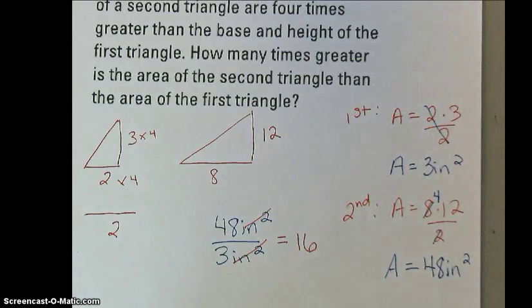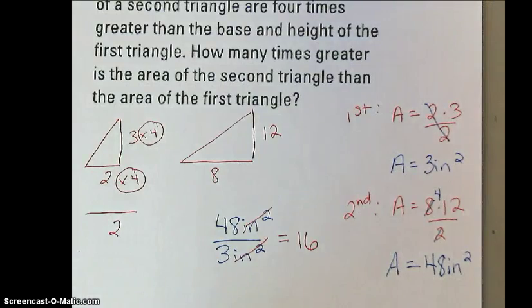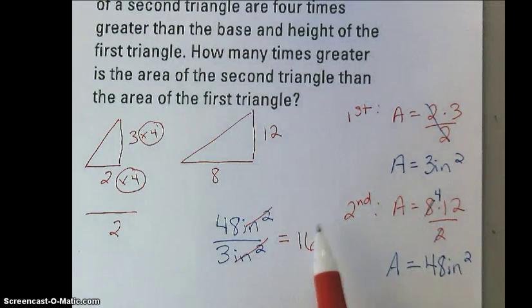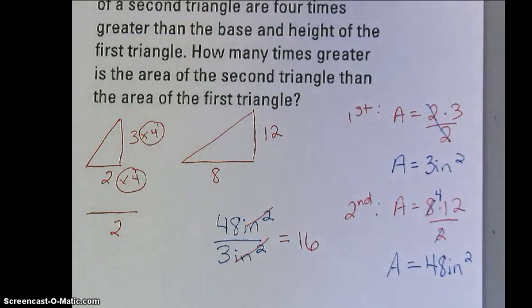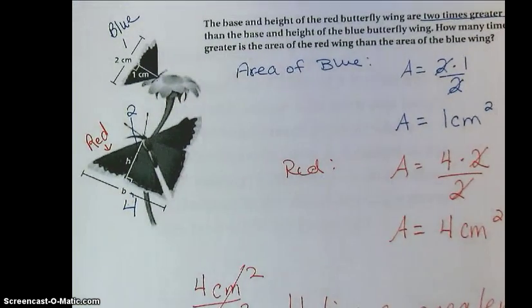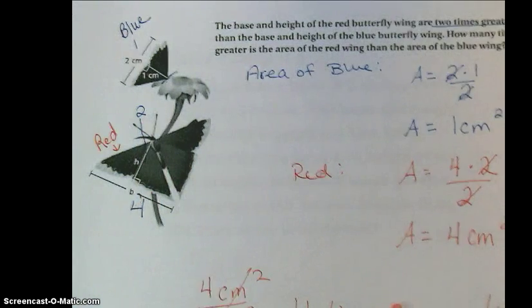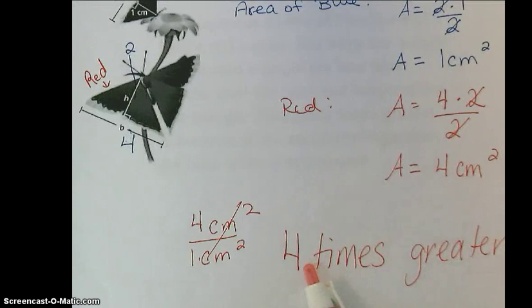And if you look at it, it makes sense because I changed each dimension by 4, and 4 times 4 is 16. If you go back and look at the one that we just did a little bit ago, I changed each one of these dimensions by 2. So 2 times 2 is 4.